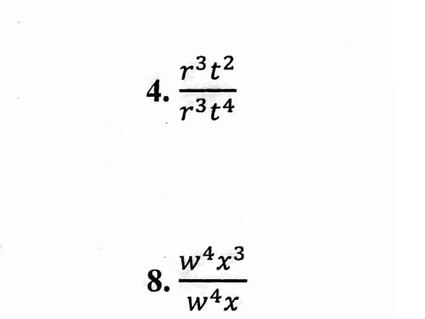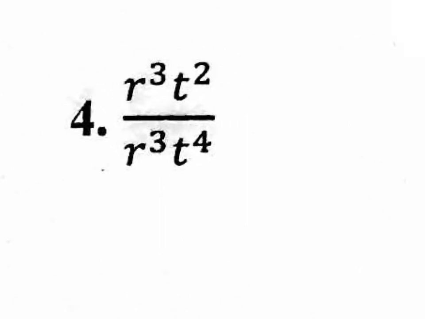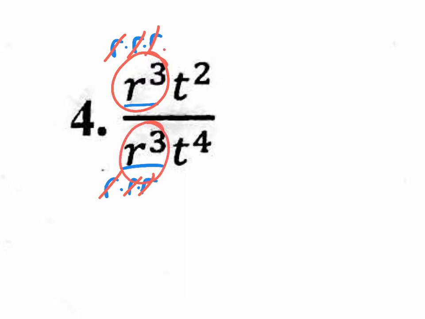Going on to the next one, number 4. Remember, we could cancel out whatever is alike on the top and the bottom. So like right here, we have r to the 3rd. That's really like r times r times r. This is another r to the 3rd, r times r times r. Now, of course, that's totally pointless because one r cancels with the other, and so on and so on. Instead of doing that, just say, okay, I got r to the 3rd right here, r to the 3rd right there, cancel it out, it's gone.